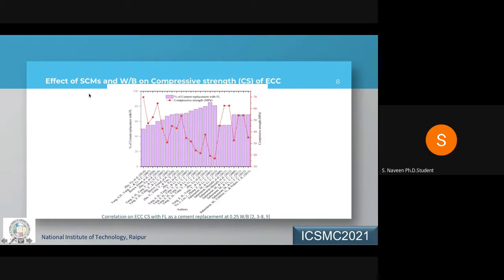Coming to the effect of SCMs and water to binder ratio on the compressive strength of ECC, this graph represents that with increasing fly ash content, replacing the cement with fly ash from 50% up to 80%, with the increasing replacement, automatically the strength was reduced because of several reasons, like lower water to binder ratio and an increased amount of fly ash that may not react properly. That is the reason why the reduction of compressive strength occurs in ECC.